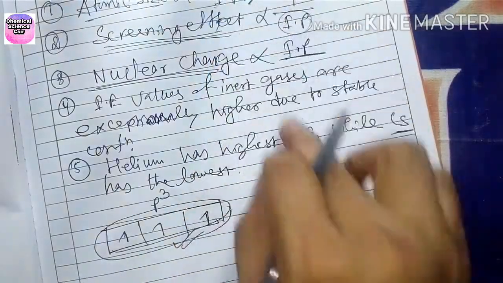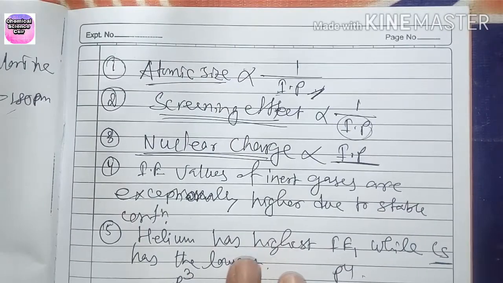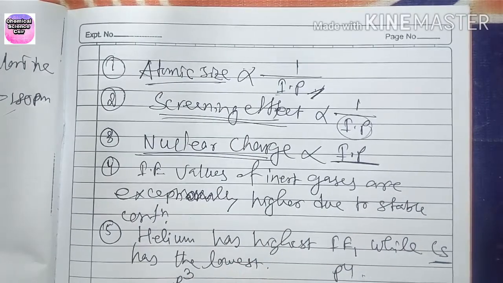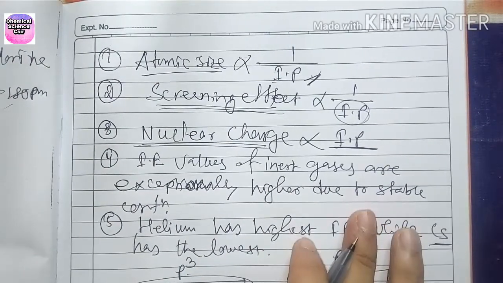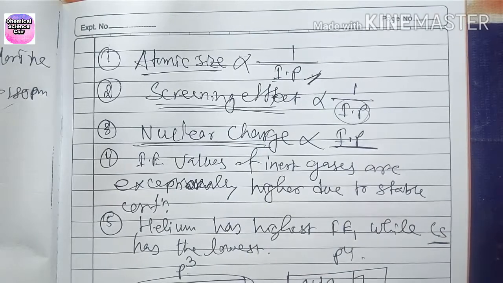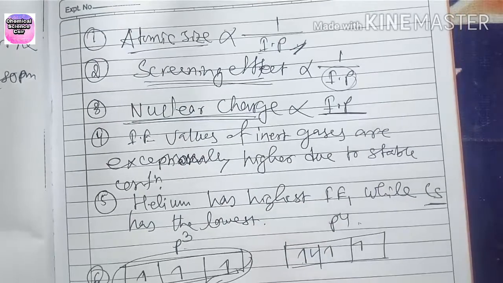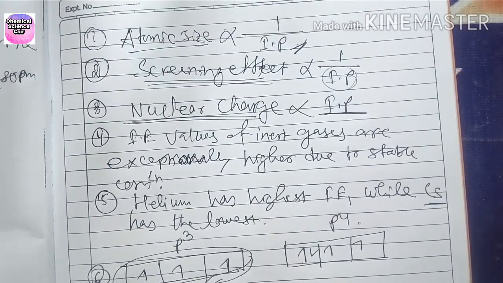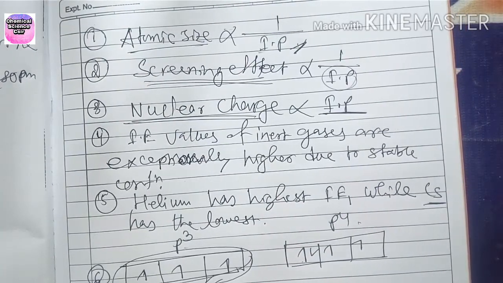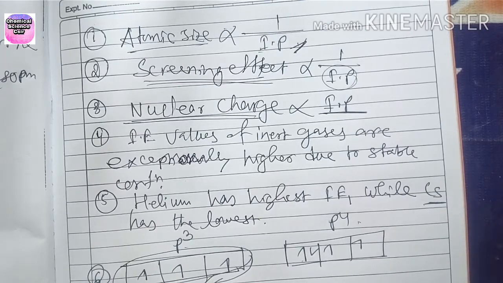So these 6 factors are very important for ionization enthalpy. Like this you can find out. Then in the next video I will discuss screening effect, electron gain enthalpy and electronegativity. Very important from the examination point of view.